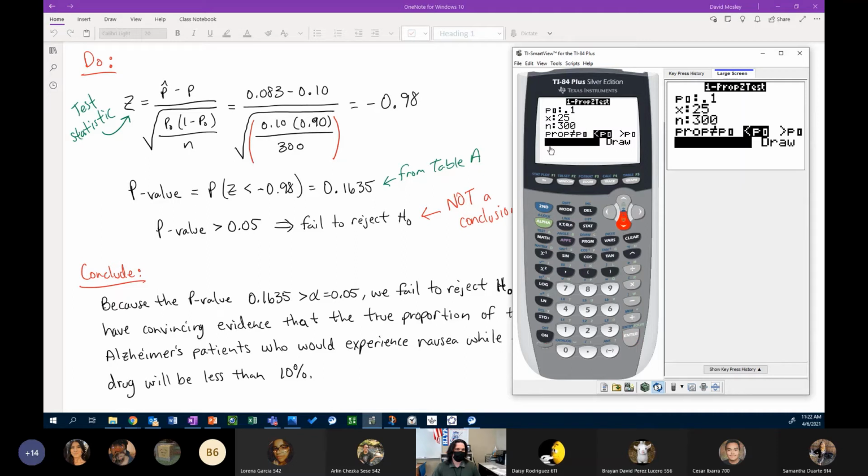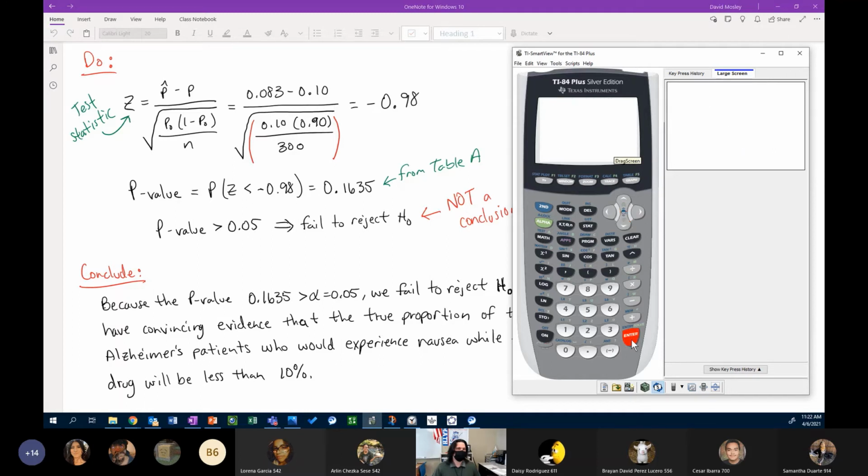Now that that's filled in, we'll go to calculate. You can have it draw, and it should draw the normal curve and show the shaded area. We can look at that later. So hit enter. This is the output that goes along with the proportion being less than 0.1. We get a z-score of negative 0.962250 and so on.